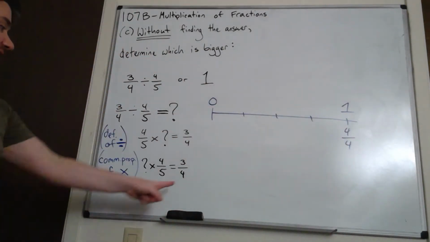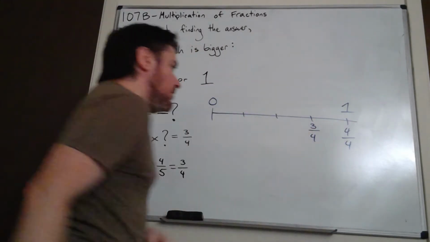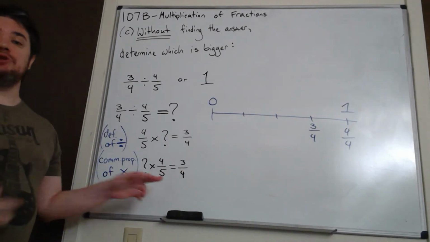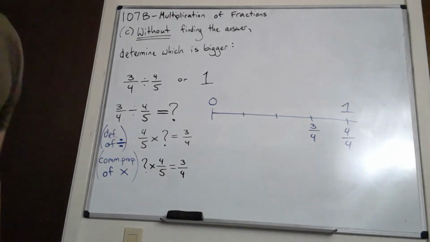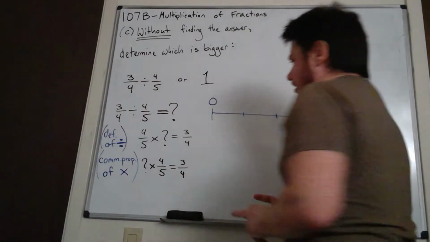Cool. So we got that, and let me locate 3/4. 1, 2, 3 of them. Locate 3/4. Okay, cool. Now let me locate 4/5. So I think the more information I get on that number line, the better off I'll be. So this at some point will become old hat.